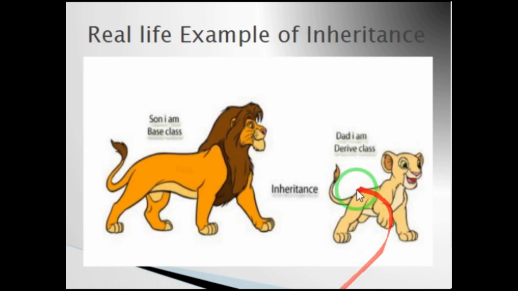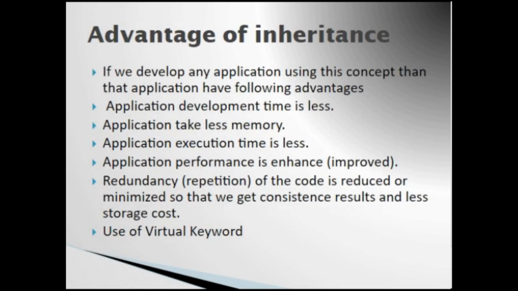Here is a real life example. We already discussed that we all inherit characteristics from our parents. So this line says that the father says, son, I am the base class. And his child says, dad, I am the derived class, because this child inherits the characteristics from his parents. So there are lots of advantages of inheritance.